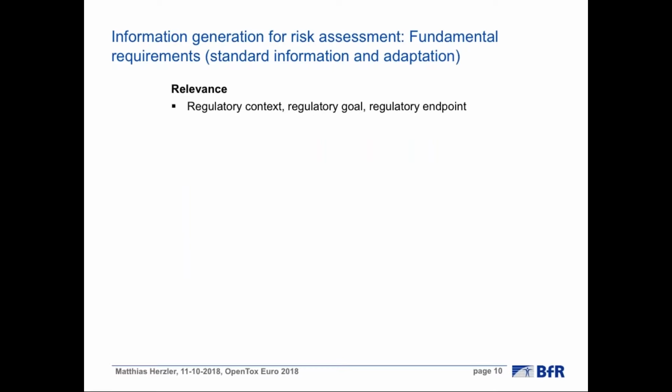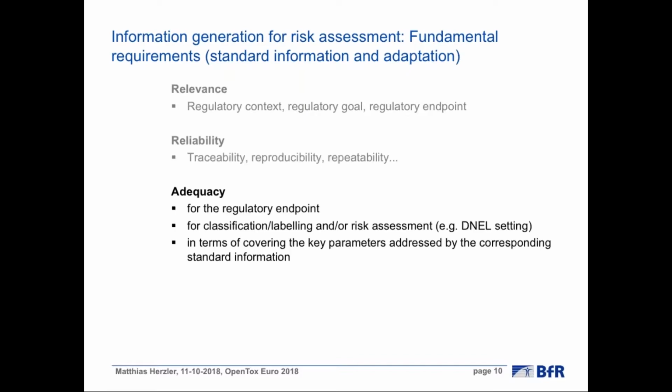So next area is information generation. Any type, whether you provide standard information or you use adaptation, there are some fundamental requirements. Yesterday we heard mention of the scientific method. These are essential features from the scientific method, basically. So the relevance of the information needs to be checked. Some information may only be relevant for certain contexts, certain goals, certain endpoints, and you need to check on them. The reliability needs to be assessed: traceability, reproducibility, repeatability. I think you said replicability, I don't know what the exact difference is. And also the adequacy for the regulatory endpoint must be established.